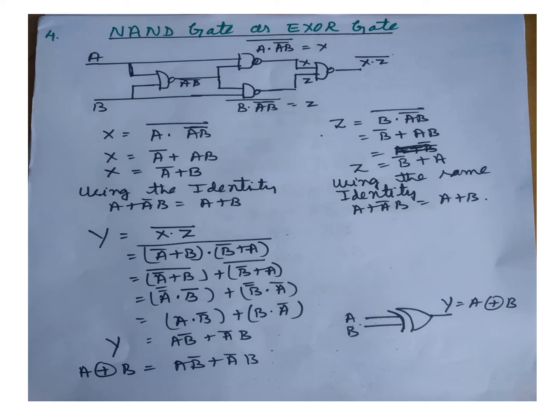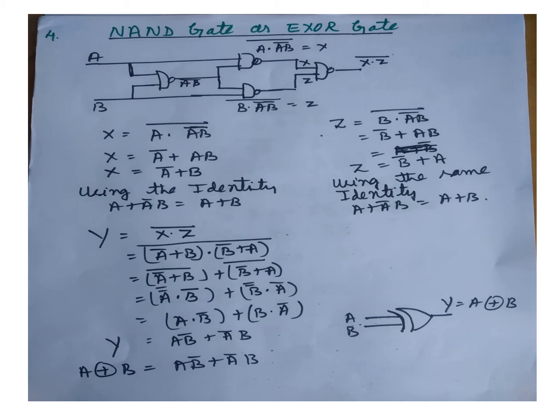Now let us substitute the values of X and Z in this final equation. Y is equal to X dot Z whole complement. So we have A complement plus B dot B complement plus A whole complement. Apply De Morgan's theorem, that is, complement of the product is equal to sum of their complements. We have A complement plus B whole complement plus B complement plus A whole complement.